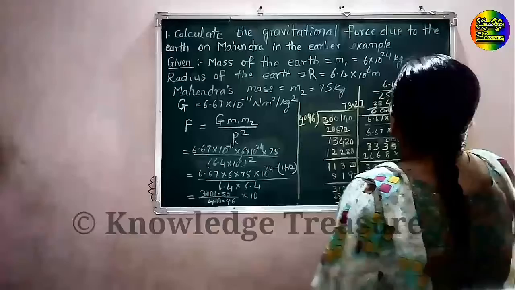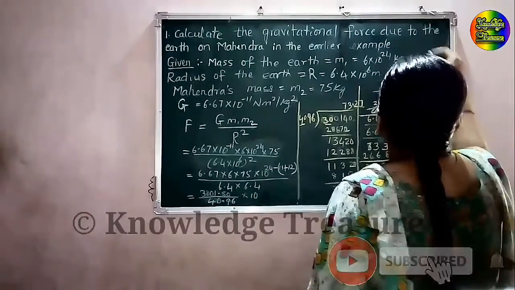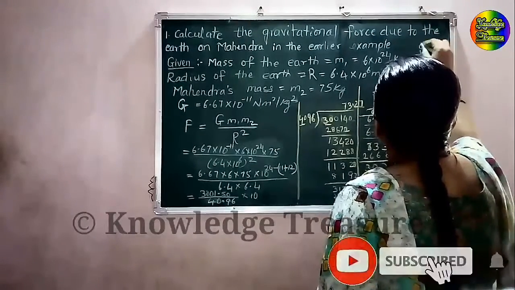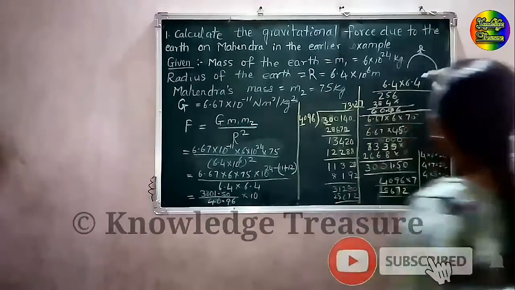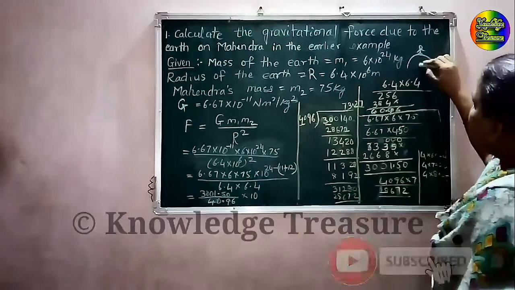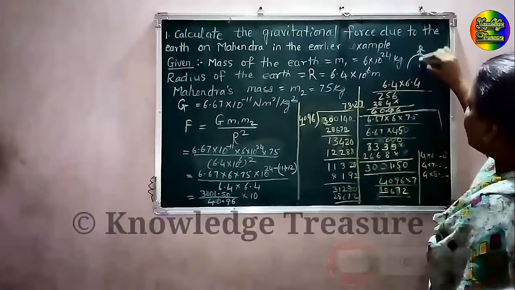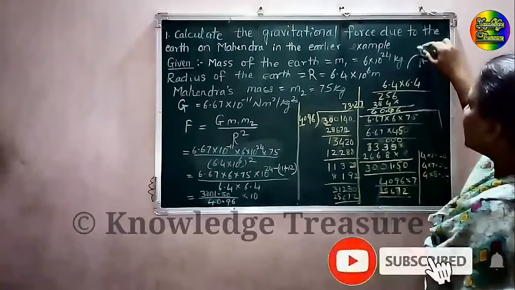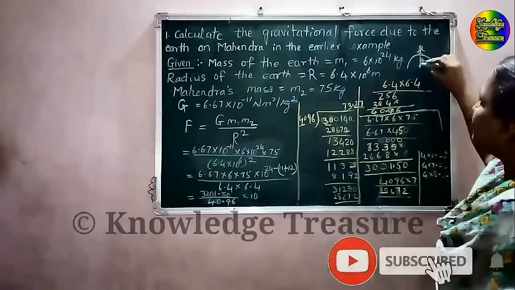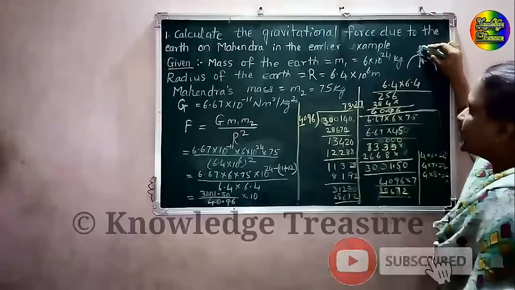Here what you have to find out is that Mahendra is on the surface of the earth. Mahendra is sitting on the earth's surface. So the distance between Mahendra and the earth's center is the radius of the earth, and you have to find out the gravitational force. How much gravitational force is acting on Mahendra?